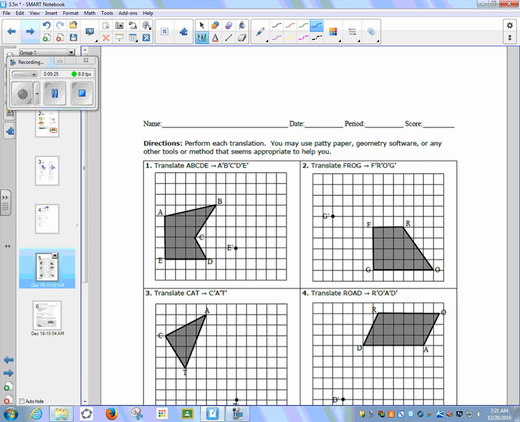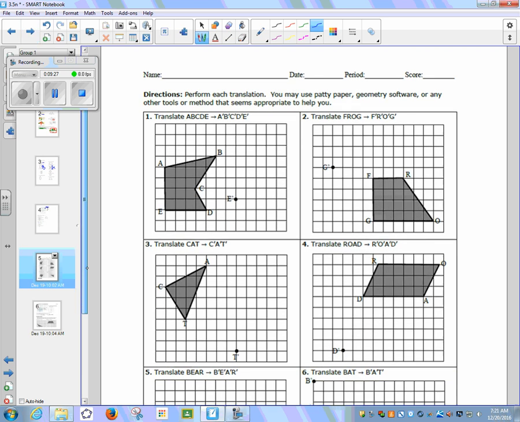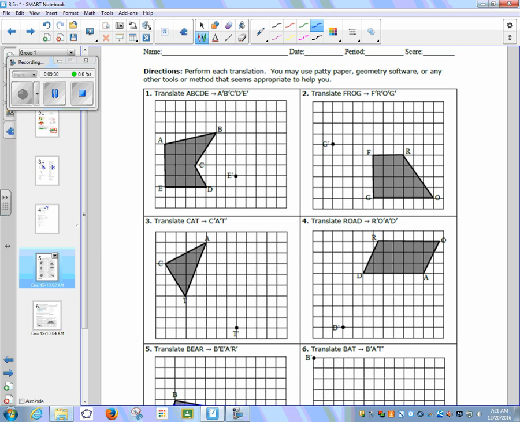You're going to see practice like this in the packets that we do to practice. Okay, so you're going to see some practice like this, and it says you may use patty paper, which we have in school. It's really tracing paper. Sometimes it helps you to learn how to move these things. But really, this is all put on a grid. So when they tell you to translate A, B, C, D, E to A prime, B prime, etc., they give you this hint here. There's E prime.